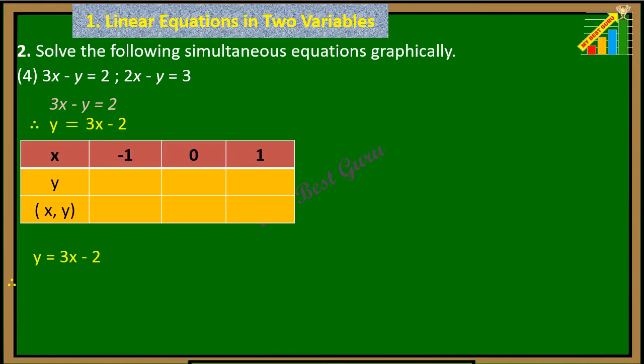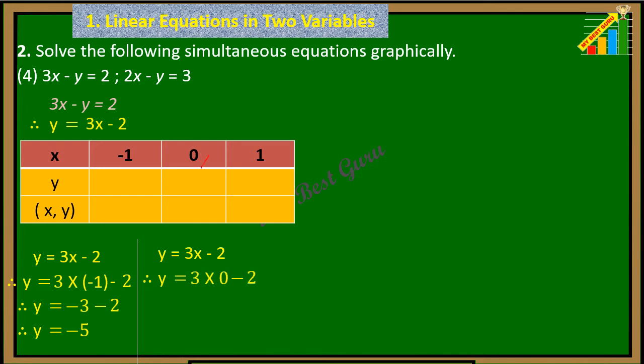So y is equal to 3x minus 2 is the equation. Put the value of x as minus 1 in this. So see, the multiplication sign as it is, and in the place of x put minus 1 and minus 2. So y is equal to minus 3 minus 2, which is minus 5. Now second, y is equal to 3x minus 2. Just put the value of x as 0. Now y is equal to 3 multiplied by 0 minus 2. So y is equal to 0 minus 2 and y is equal to minus 2.